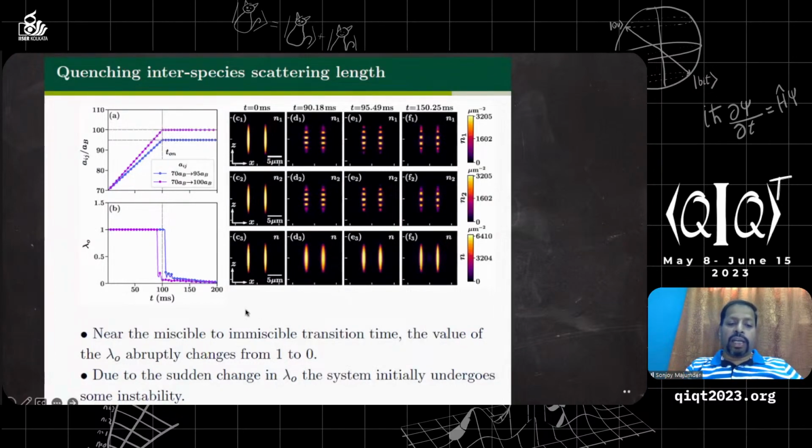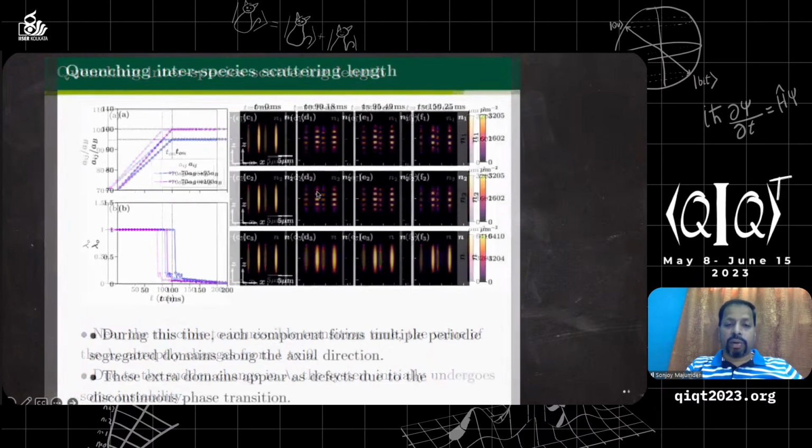So we see that in the near miscible to immiscible transition, there is an abrupt change of lambda 0 from 0 to 1, and the droplets change from this continuous to this kind of feature. Due to the sudden change of lambda 0, we see that this kind of instability arises in the system.